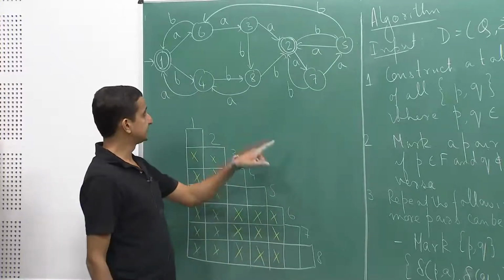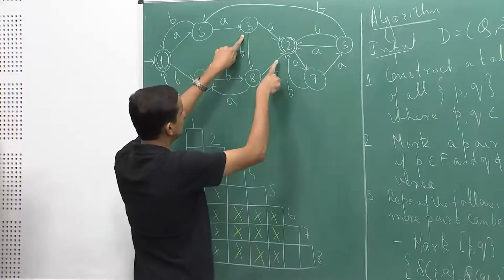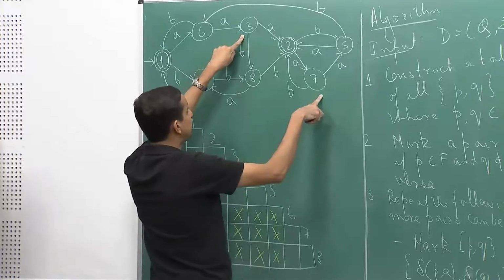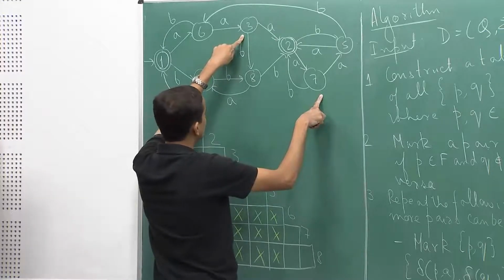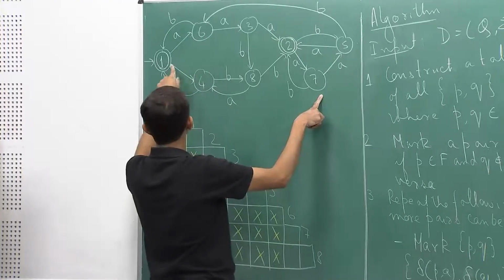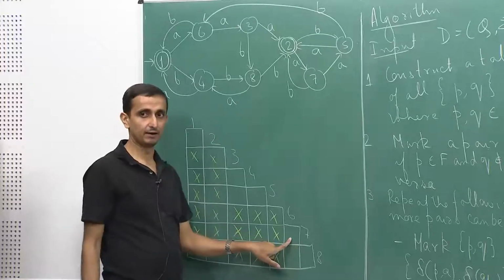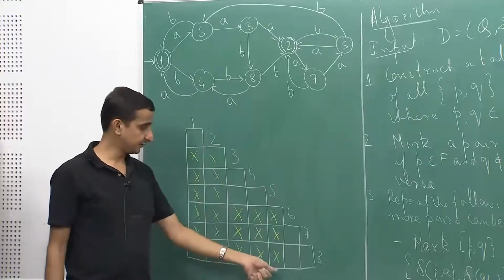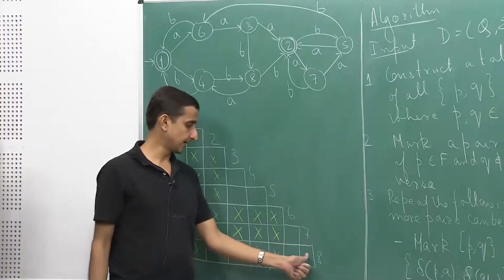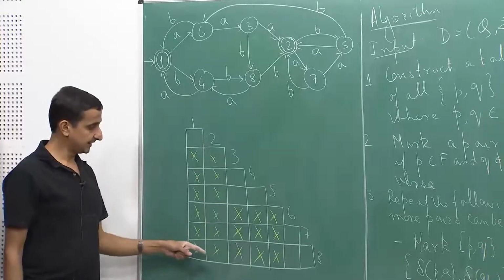Now, let us go to (6, 7). From (6, 7) on a, we go to (3, 5), which is not marked. On b, we go to (1, 2), which is also not marked. So, (6, 7) does not get marked, and you can just check here to see that (6, 8) will also not get marked, and (7, 8) will also not get marked. Okay.